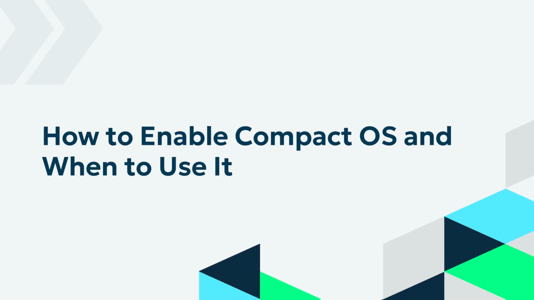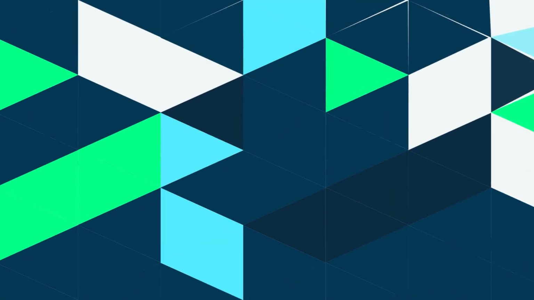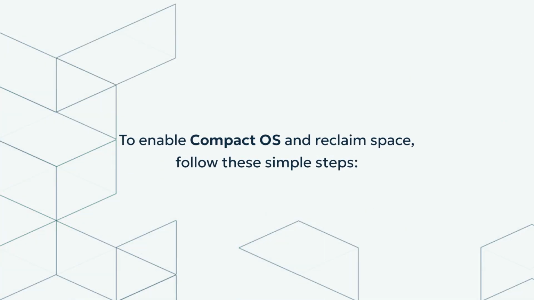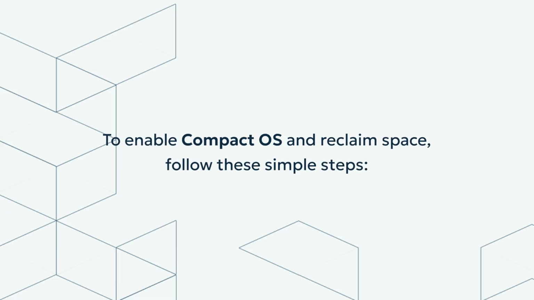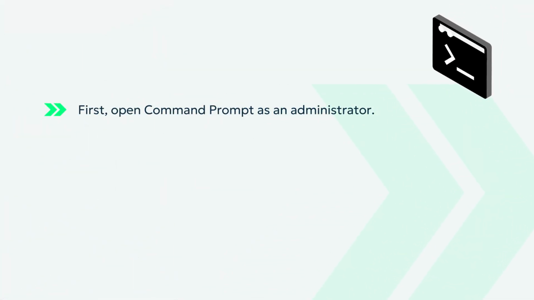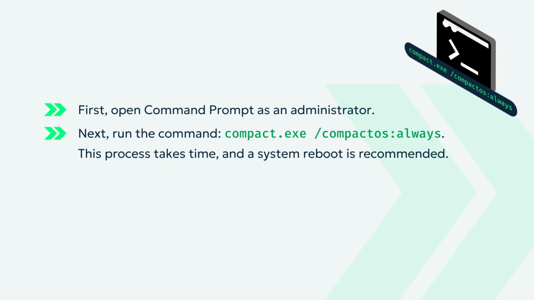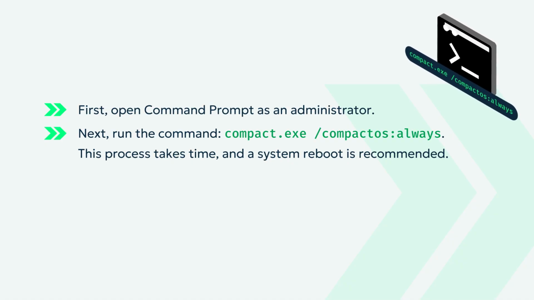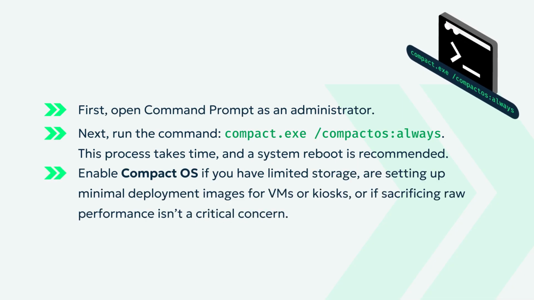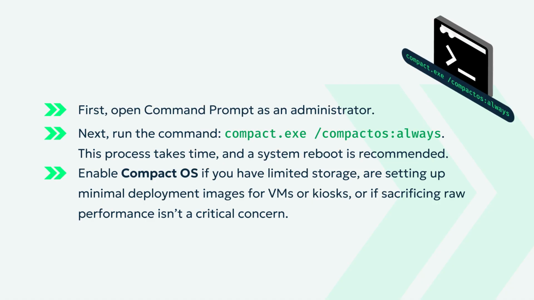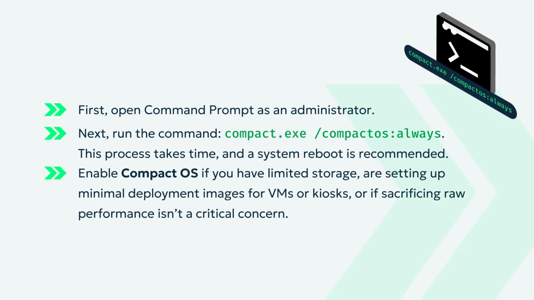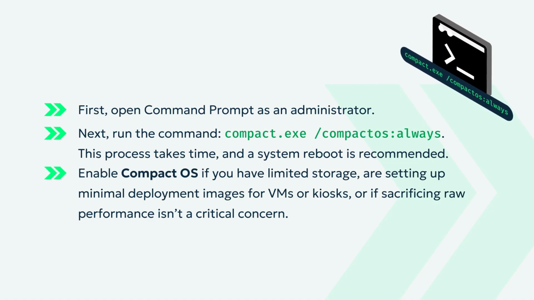How to enable Compact OS and when to use it. To enable Compact OS and reclaim space, follow these simple steps. First, open command prompt as an administrator. Next, run the command compact.exe /compactos:always. This process takes time, and a system reboot is recommended. Enable Compact OS if you have limited storage, are setting up minimal deployment images for VMs or kiosks, or if sacrificing raw performance isn't a critical concern.